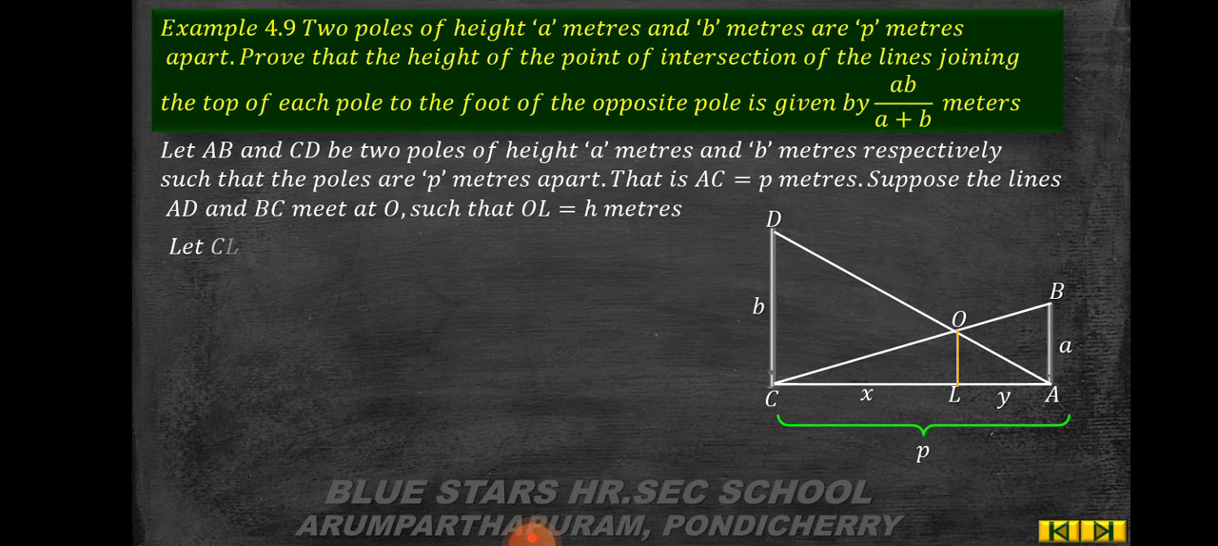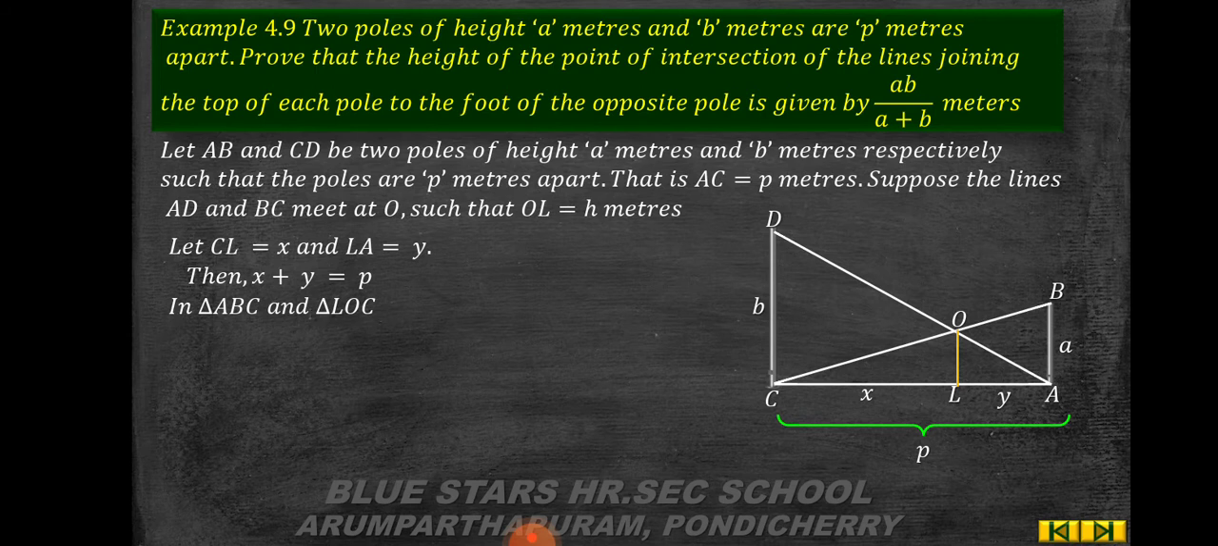Let AB and CD be the two poles of height a meters and b meters respectively, such that the poles are p meters apart, that is AC is equal to p meters. Suppose the lines AD and BC meet at O, such that OL is equal to h meters. Let CL is equal to x and LA is equal to y. Then x plus y is equal to p.